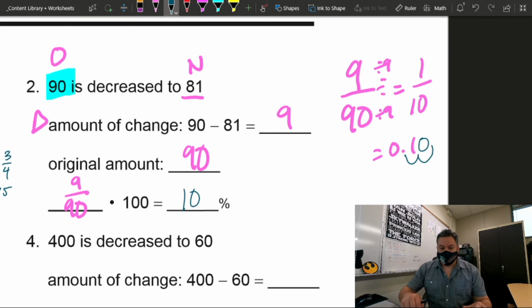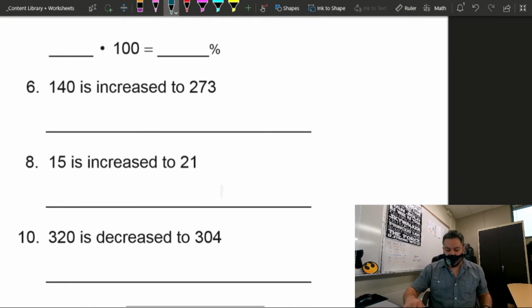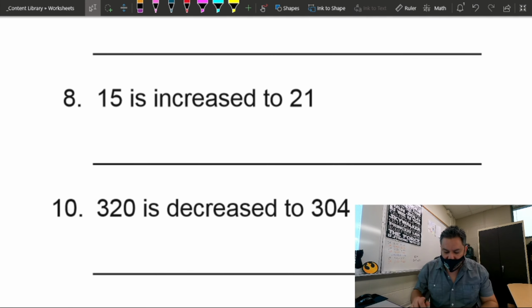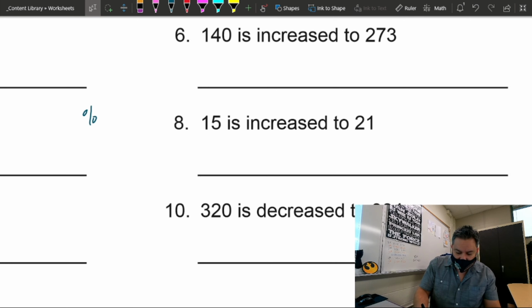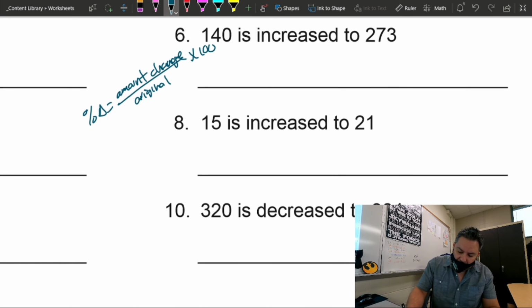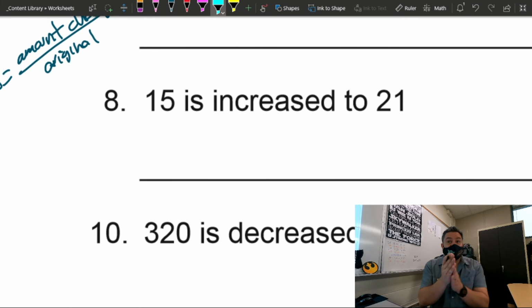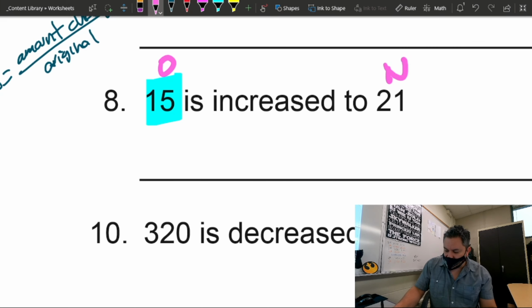Okay, let's do 2 more and then we're gonna do the second video. So number 8. Now we're not gonna do steps, we're just gonna do the formula. Remember, percent change equals amount change divided by the original, times 100, or move the decimal 2 places to the right, okay? So if we look at number 8, which one is my original? What's changing? 15. The 15. So this is my original. So this is my new one, okay?